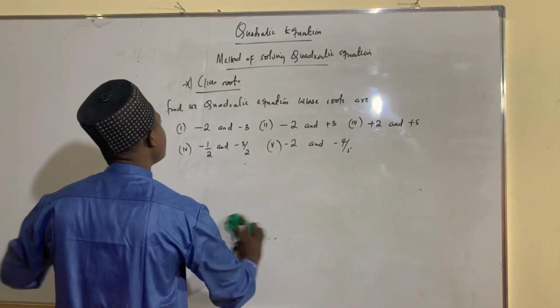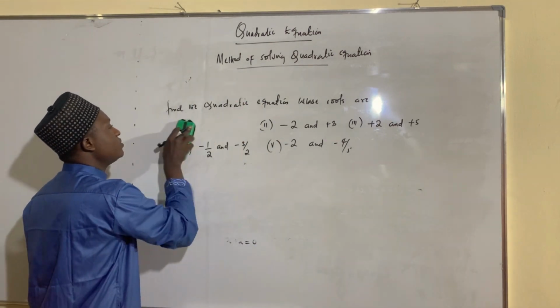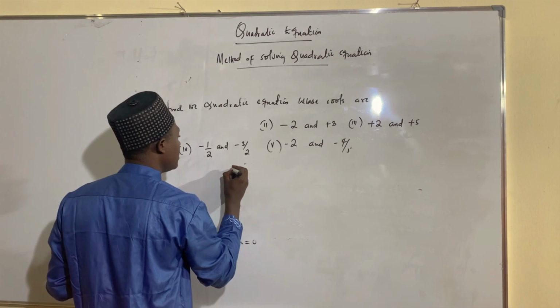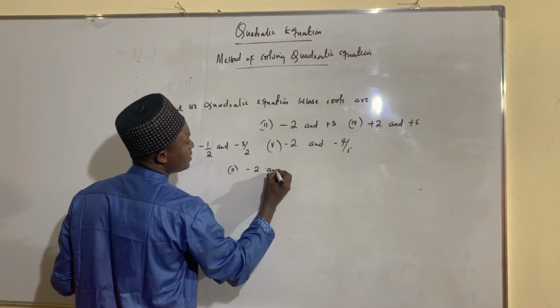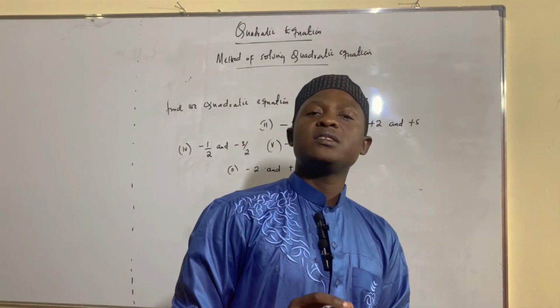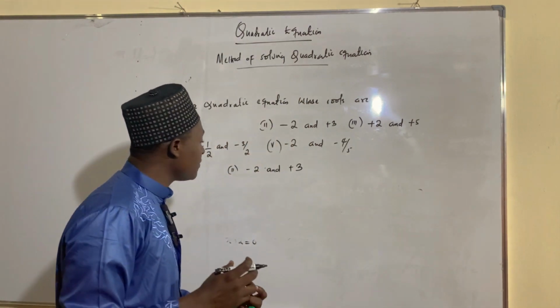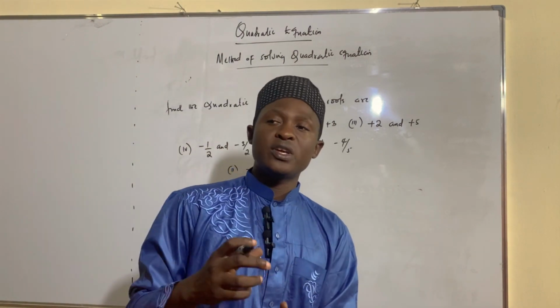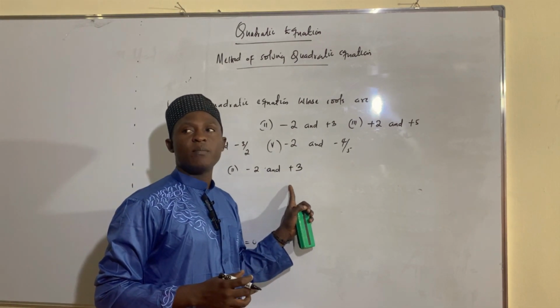Let's look at another example. So we are done with this one. Let's look at the second one that we have. They said we have minus 2 and plus 3. So clearly here you can see in the first one that we did, both were negative. But here, one is negative and one is positive.